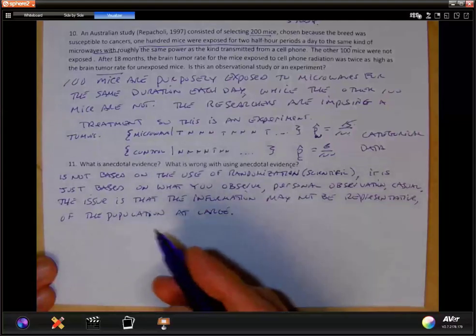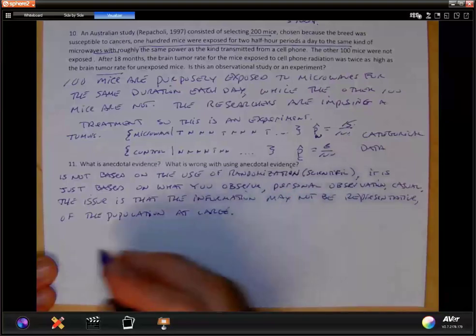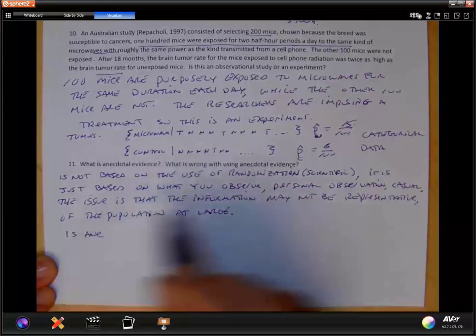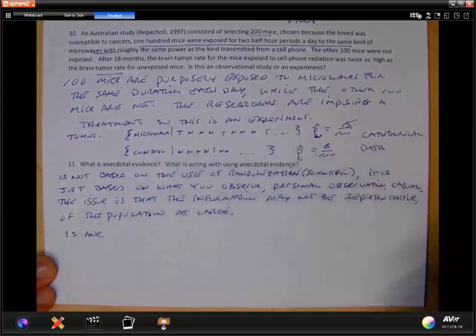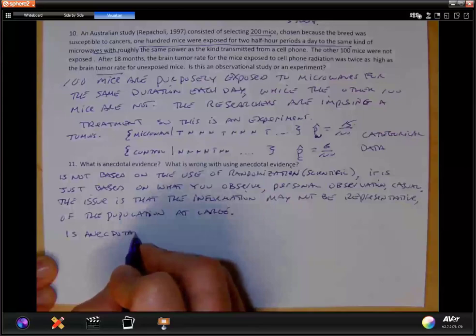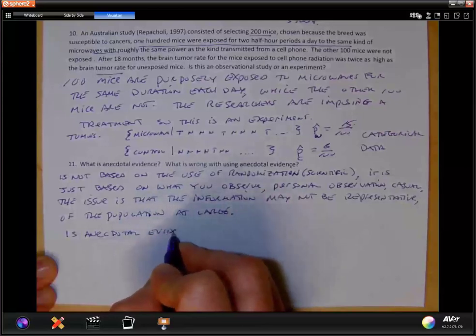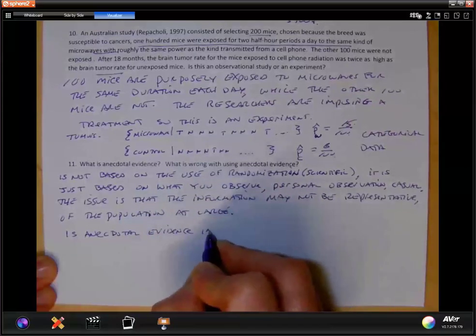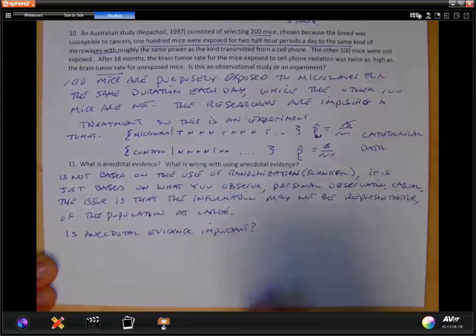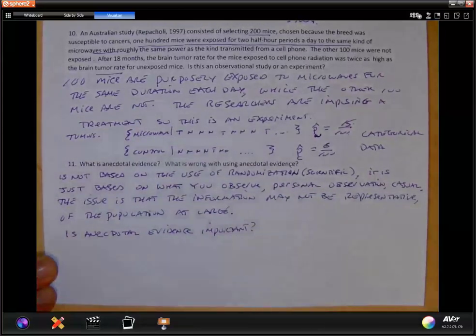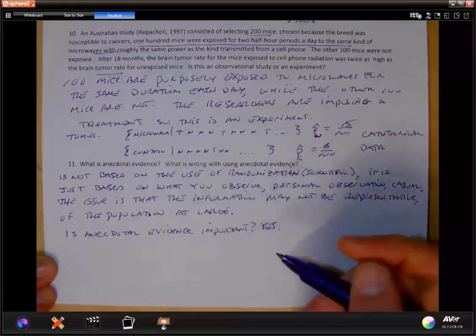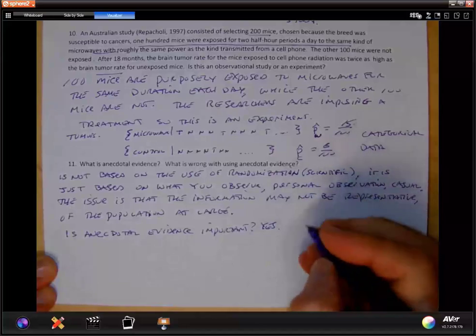Now, is anecdotal evidence important? So again, what's wrong with it is that it may not be representative. That's the issue here. So I want to answer this question because it's not really explained anywhere. But the answer is yes, it is. Anecdotal evidence, I like to think of it as a spark.